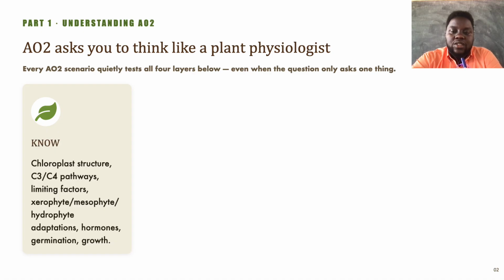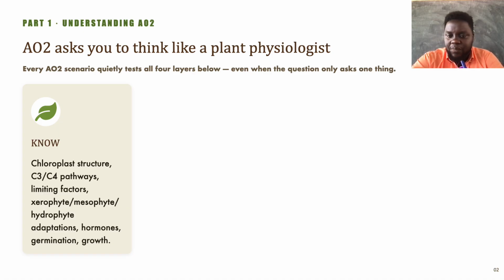Whether the question says so explicitly or not, there are things that you must know. Let's start with know. When we talk about knowing, we are talking about your content base. We are talking about the things that you know about the plant. These include the chloroplast structure, the C3 and C4 pathways, the limiting factors, the plant adaptations like xerophytes, mesophytes, and hydrophytes, the plant hormones, germination and growth. This is what you would revise from a textbook.